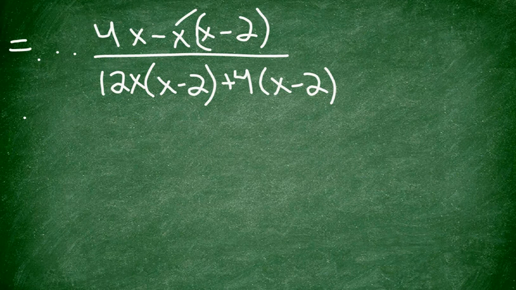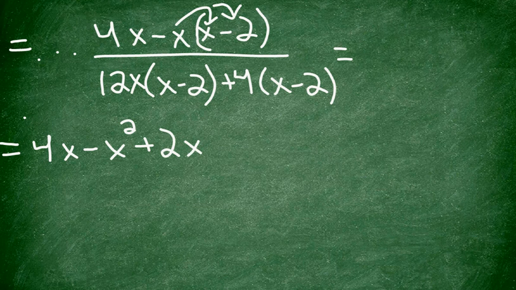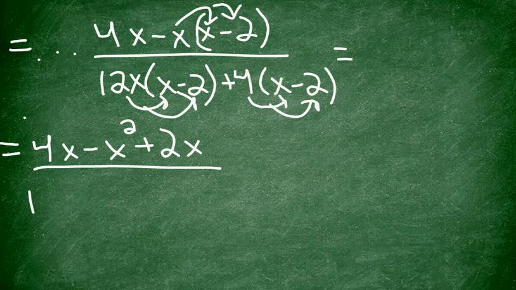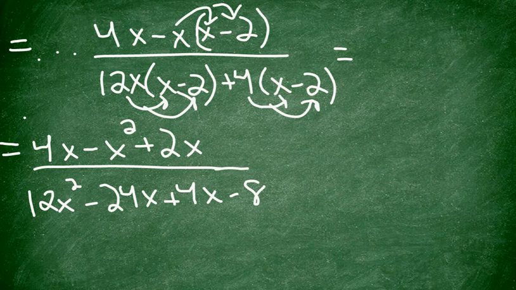So finally, now I can distribute this up top here. So I'll have 4x minus x squared plus 2x, watch that double negative, all over, and then I'm going to distribute these as well. So 12x squared minus 24x plus 4x minus 8. Okay.